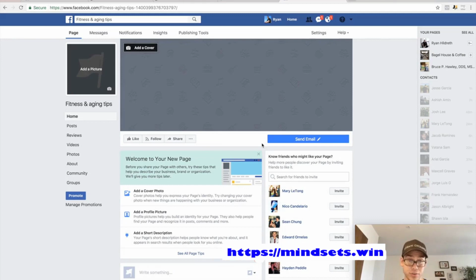Remember, Facebook is a funnel. It's your platform to lead people to build that trust, and then lead them to your landing page to further explain why they should buy a product.